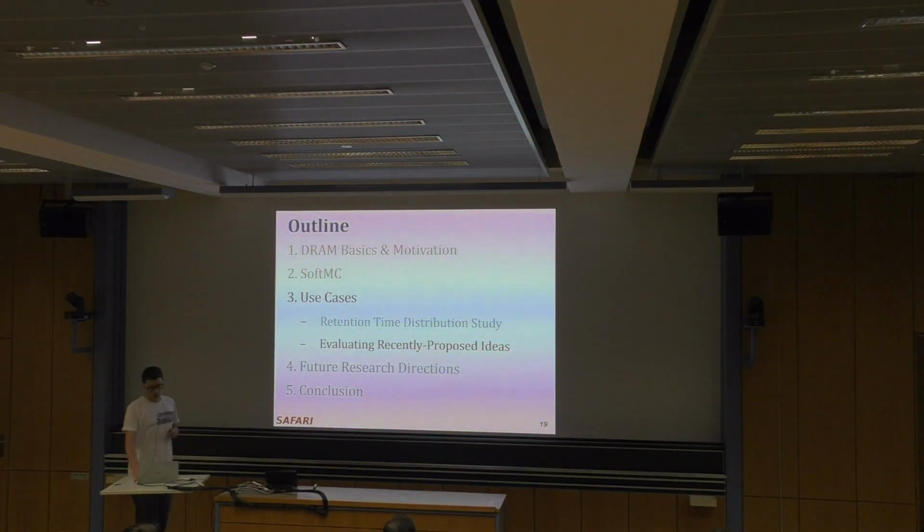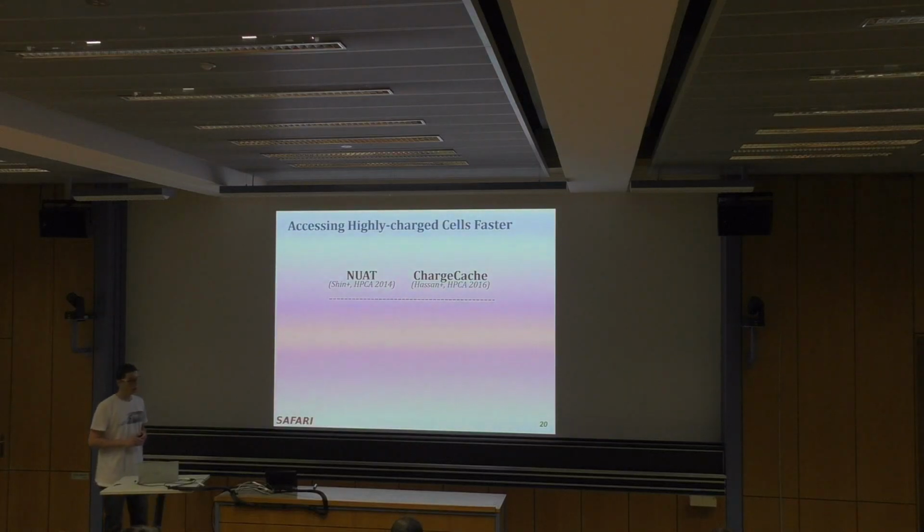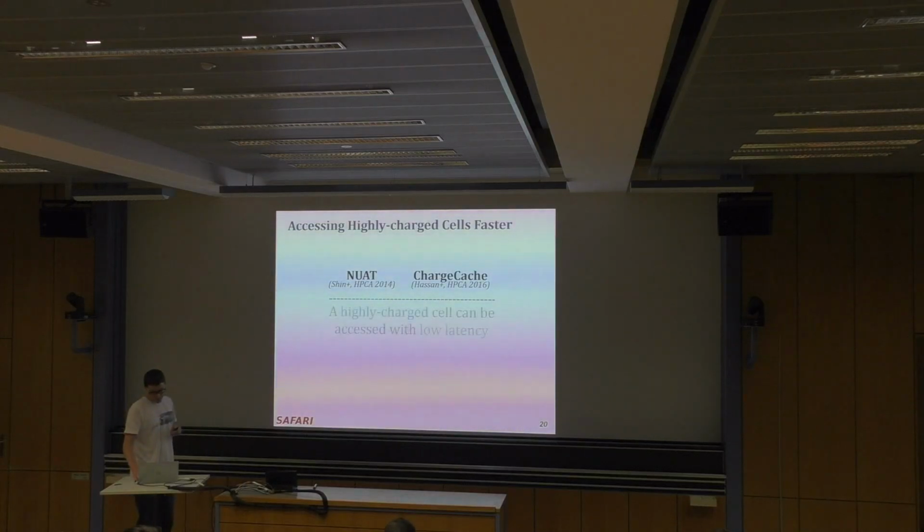Okay, the next use case is more interesting. It looks at the key idea of those 2 works. Their key idea is to reduce the latency when you read or write to cells that you know to be highly charged. Remember that 64 millisecond refresh interval, right? At the beginning of that 64 milliseconds, you would expect a cell to be fully charged, so it has a very high amount of charge. But going through to the end of that interval, the cell will have just enough charge to operate correctly, right?